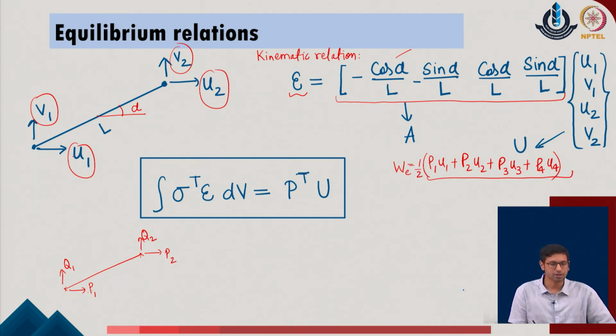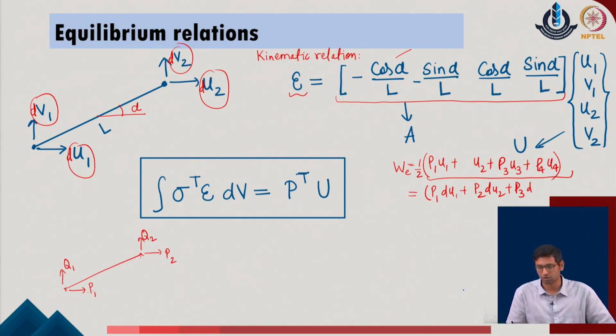In case we consider that these displacements are virtual or small displacements in the given system, defined by d of u1, d of v1, d of u2 and d of v2, we can directly write the relationship without the half factor as P1 d of U1 plus P2 d of U2 plus P3, sorry, I have to just modify it. So, this is P1, Q1, this is V1, this is P2 and this is U2 in the given system, and this is Q2, V2 in the given system.